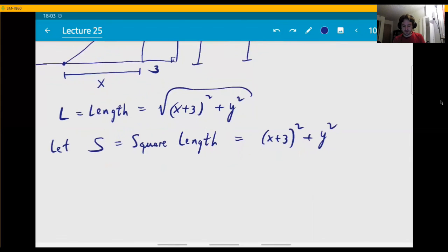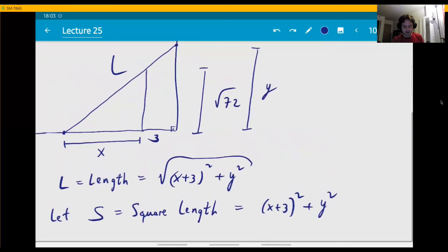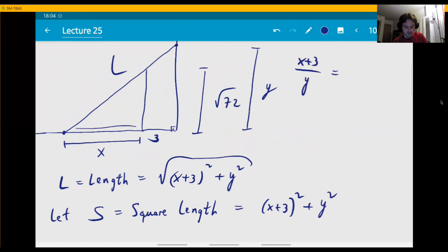First of all, this is a function of two variables. We need a relationship between x and y. We find that by similarity of triangles, right? Look at the large triangle. Let's do the horizontal over the vertical. You have x plus 3 divided by y. That should be equal to, let's look at the smaller triangle, just x divided by this height of the fence, which is square root of 72.